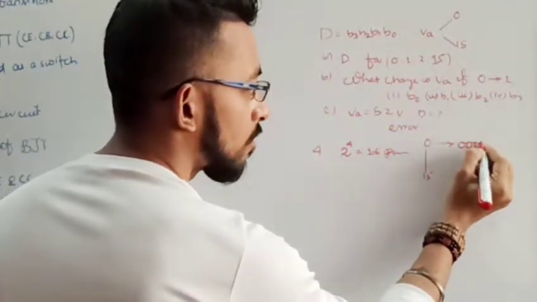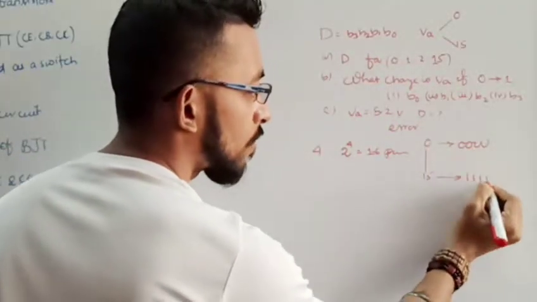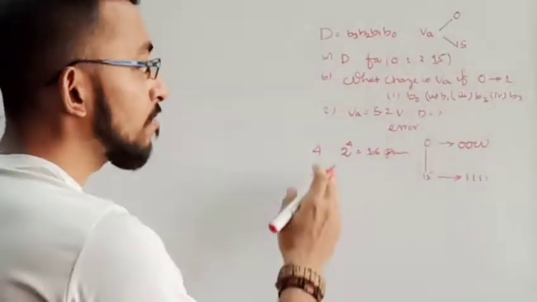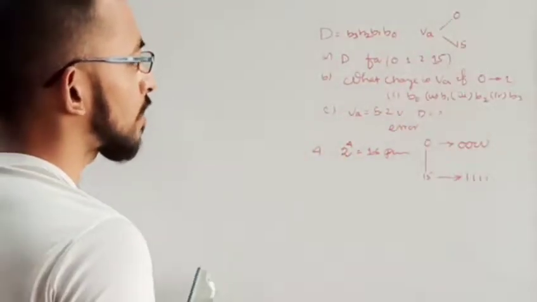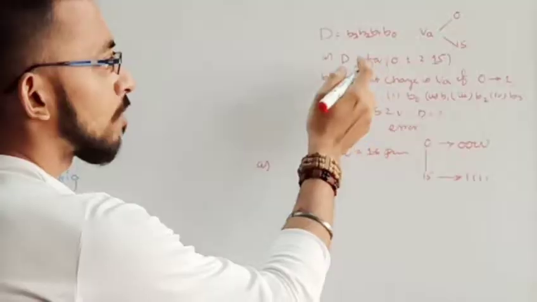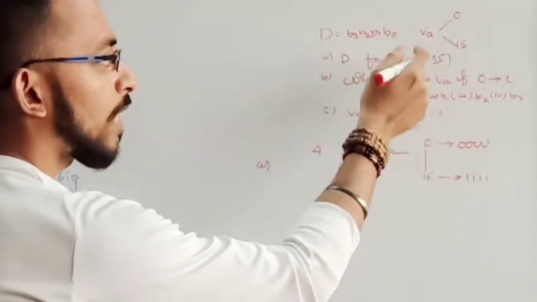That is 0 0 0 0 for 0, and for 15 it is nothing but 1 1 1 1. This is the representation. Now it is asked in the first part, part A, to find the value of D for 0 to 15.